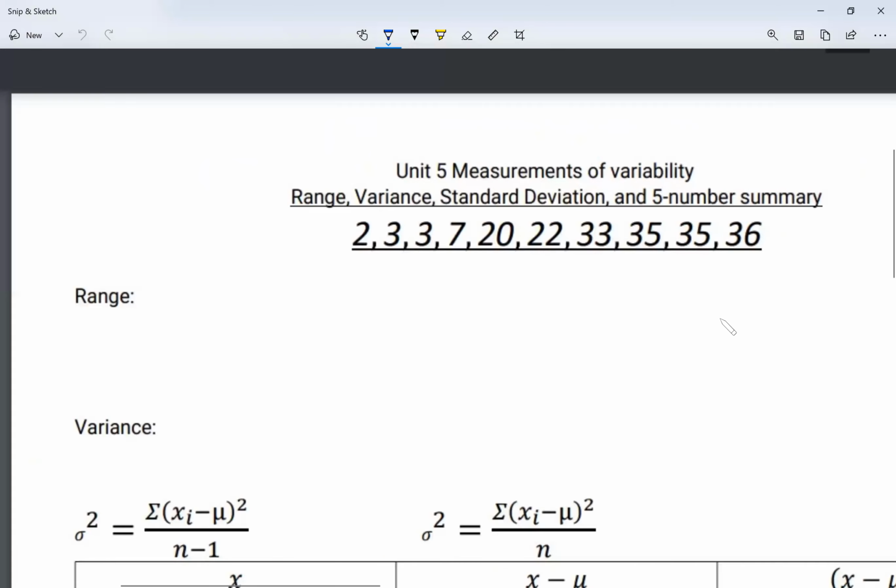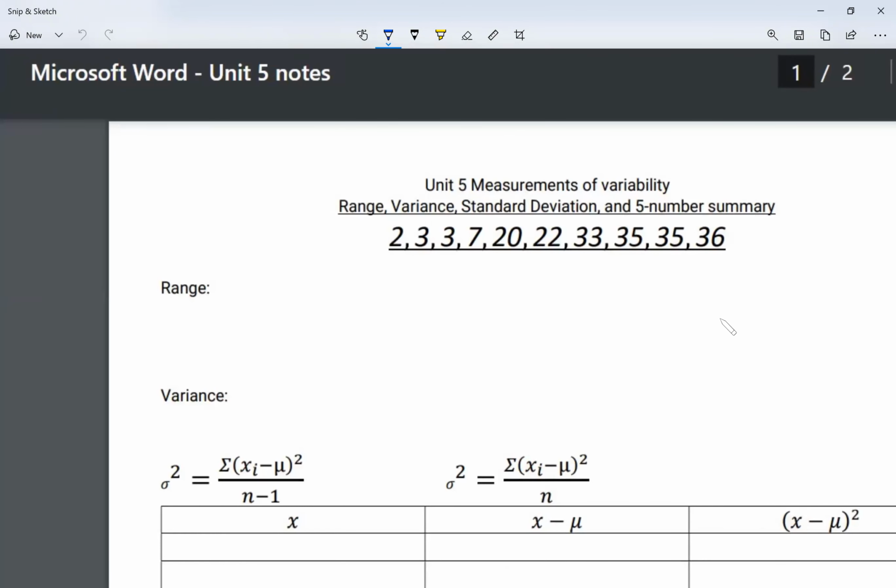Okay, so let's take a look. If my numbers are very similar, so there's not much of a difference between the small one and the large number, my range would be a small number. That's basically telling me, yeah, your numbers are pretty much about the same.